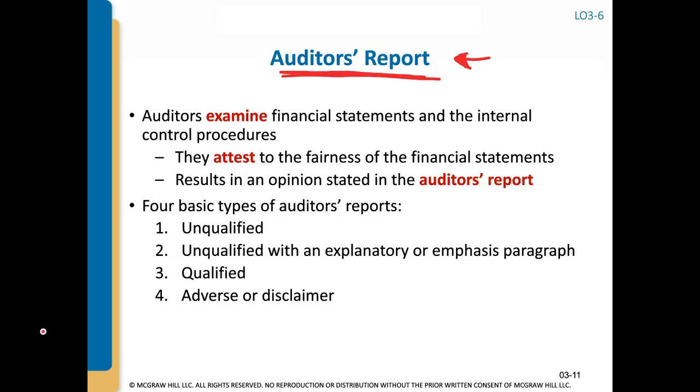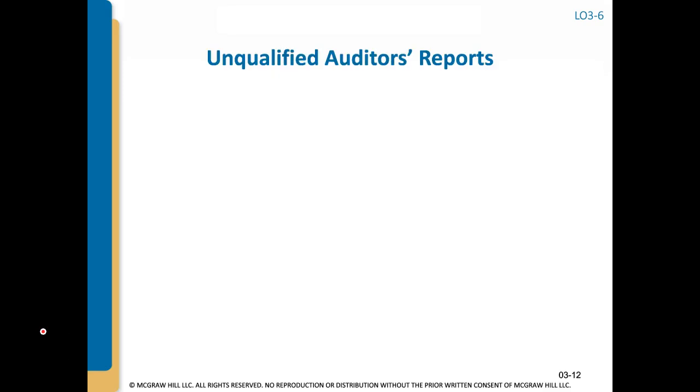Think of all the companies that you know and have heard of: McDonald's and The Gap and Apple and Meta, etc. And those big 4 companies are Deloitte, EY, PwC, and KPMG. But what they do is they examine the financial statements, and they have to attest to the fairness of the financial statements. So basically they say, do we agree that these financial statements are correct, or are they not correct? And there's 4 types of auditors report that auditors can issue. And we'll go through them in the next few slides.